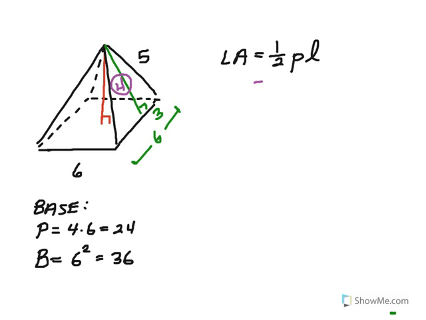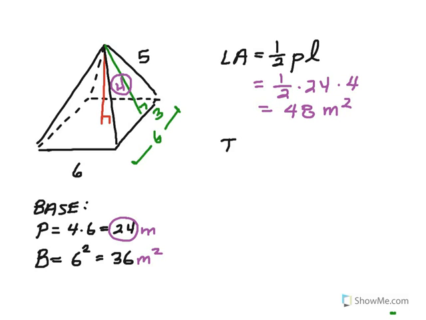So I could say the lateral area is 1/2 the perimeter, which I already figured out, so times 24, times the slant height, which I just computed as 4. So this is 48 square meters. Let's say that our units are meters. So this is meters, and this is square meters.